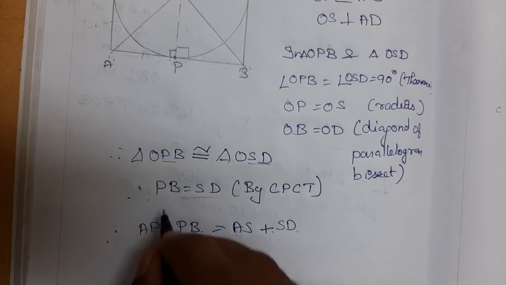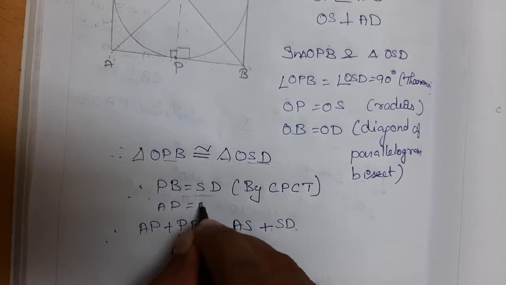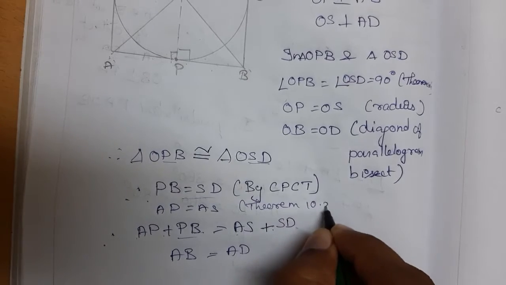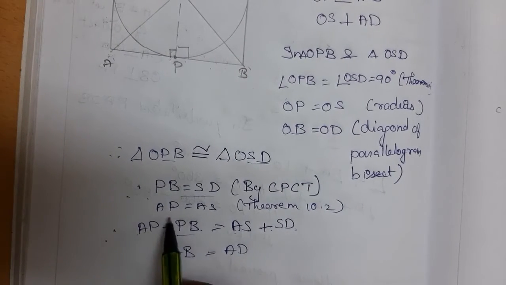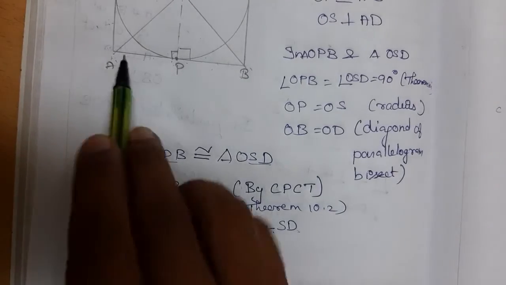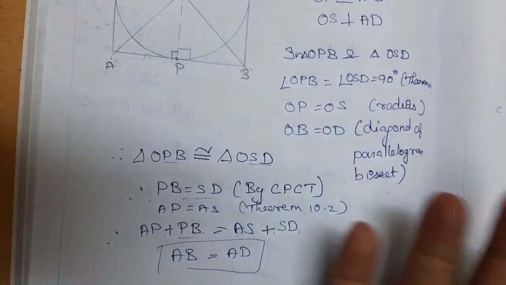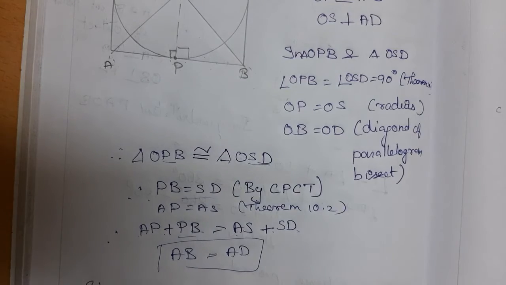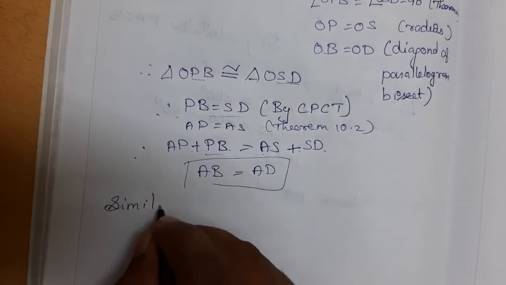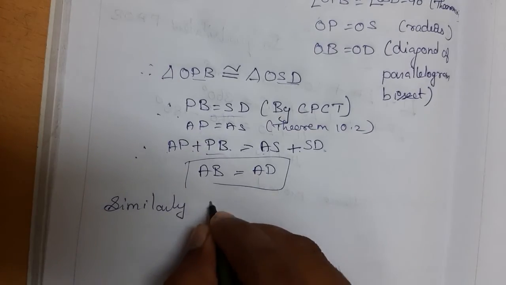If you want, you can write here AP is equal to AS by theorem 10.2. So it is also, we can say, adding the LHS and adding the RHS. So first we have proven that AB is equal to AD. So similarly we can prove for others also, right? We need not prove it again, we can just mention the words "by similarly".